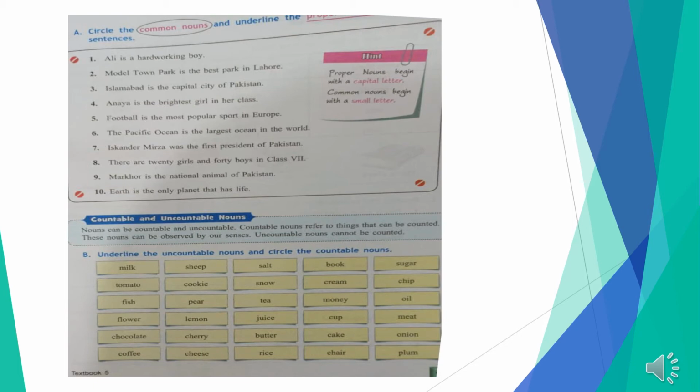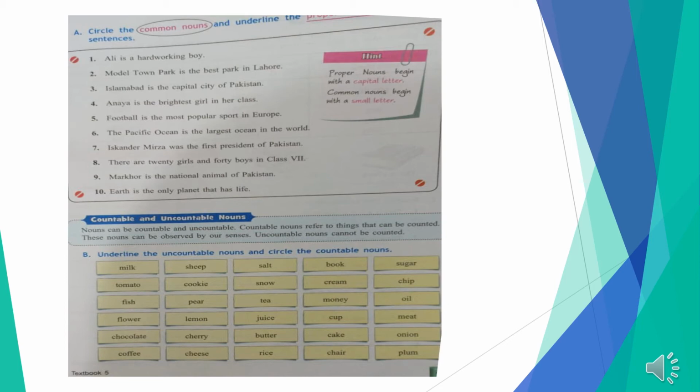Next, number 6 is the Pacific Ocean is the largest ocean in the world. You have to underline Pacific Ocean and encircle ocean or world. Next word is Sikandar Mirza was the first president of Pakistan. You have to underline Sikandar Mirza and Pakistan and you can circle first president.